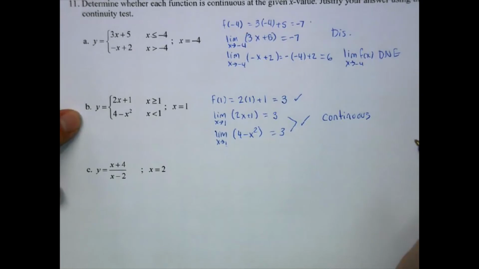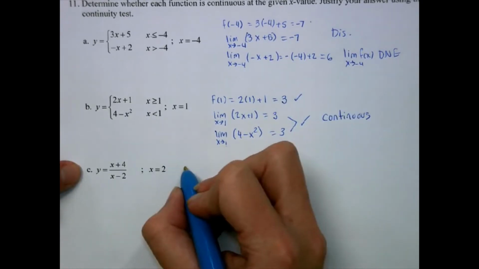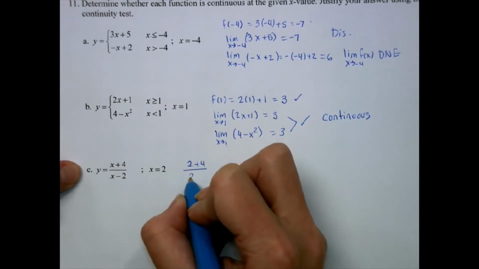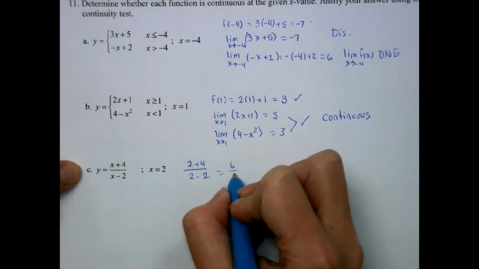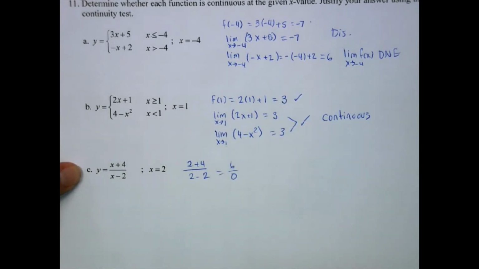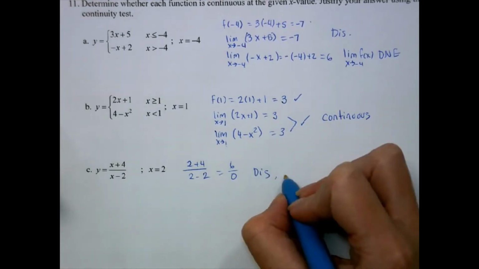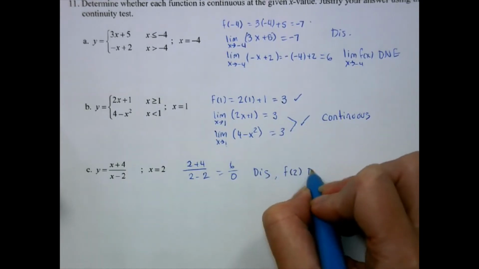Okay, this next one, if I try to plug in 2, we get 6 over 0. So this one is discontinuous because f of 2 does not exist. It's a discontinuity.